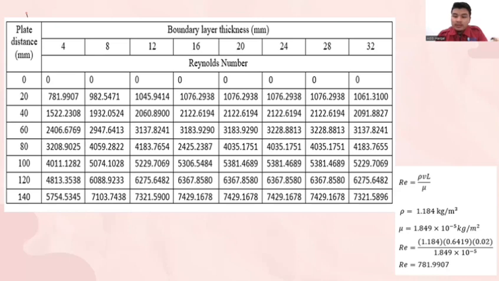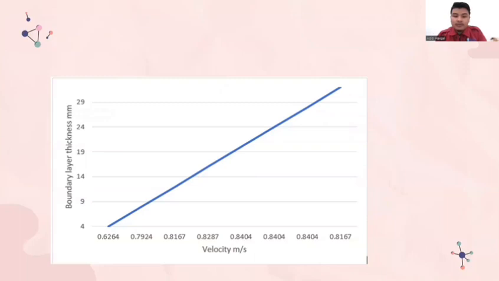Hence, we substitute the value. For rho we use 1.184, for V we use the data in the table, 0.6419, and for L we use the plate distance, which is 0.02, over 1.849 times 10 to the power of negative 5. We get 781.9907. Okay, here is our graph.